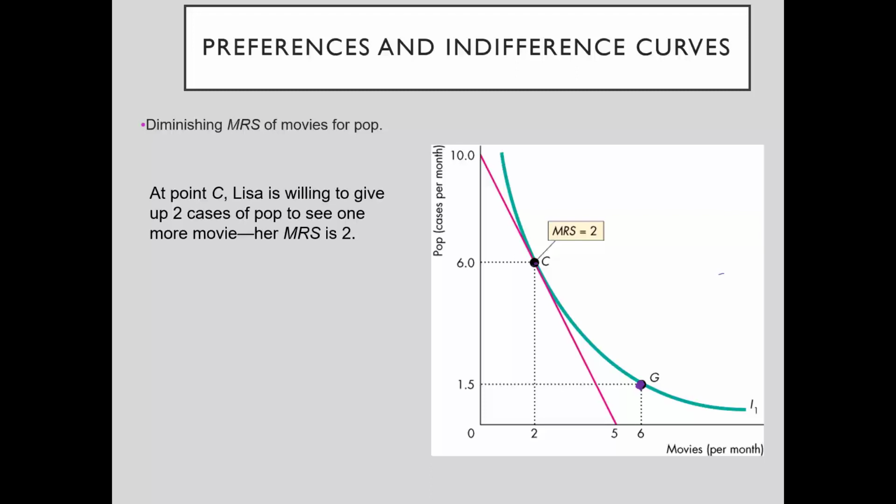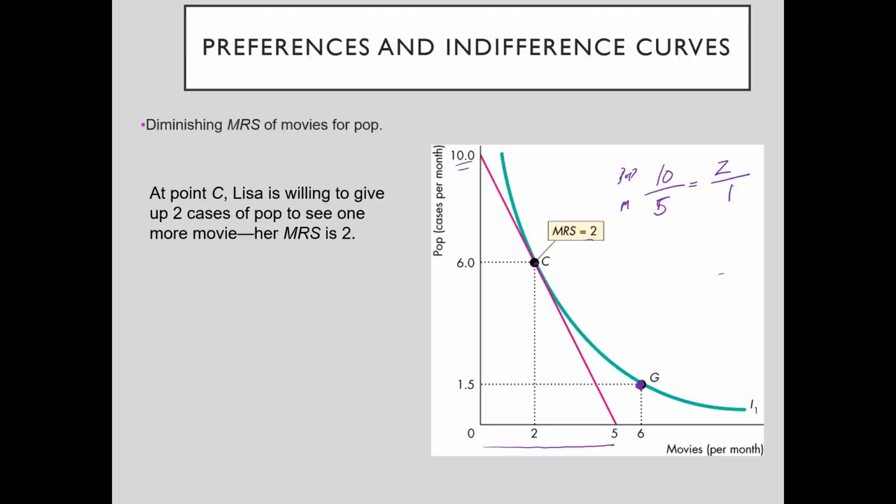of substitution is. So at point C, to get 5 movies, how many drinks is she giving up? 10. Yeah. So for 5 movies, she gives up 10. This is pop, this is movies. So for 1 movie, because we're looking at marginal rate of substitution, how many drinks does she have to give up? 2. So the marginal rate of substitution at this point is 2.